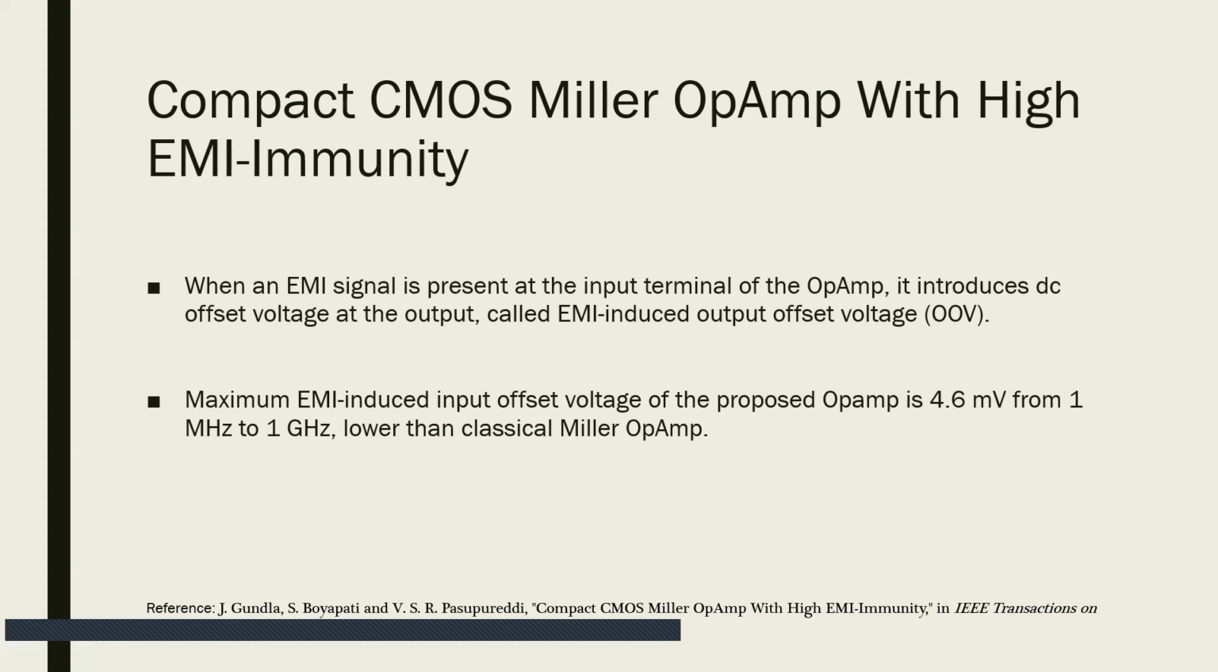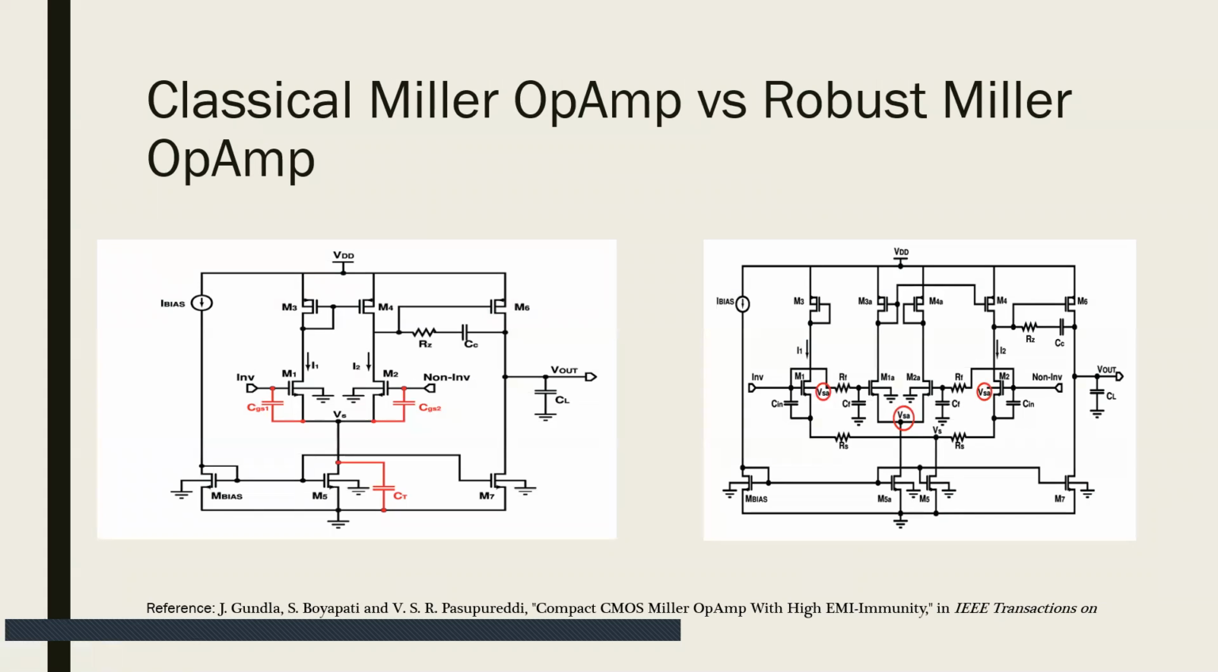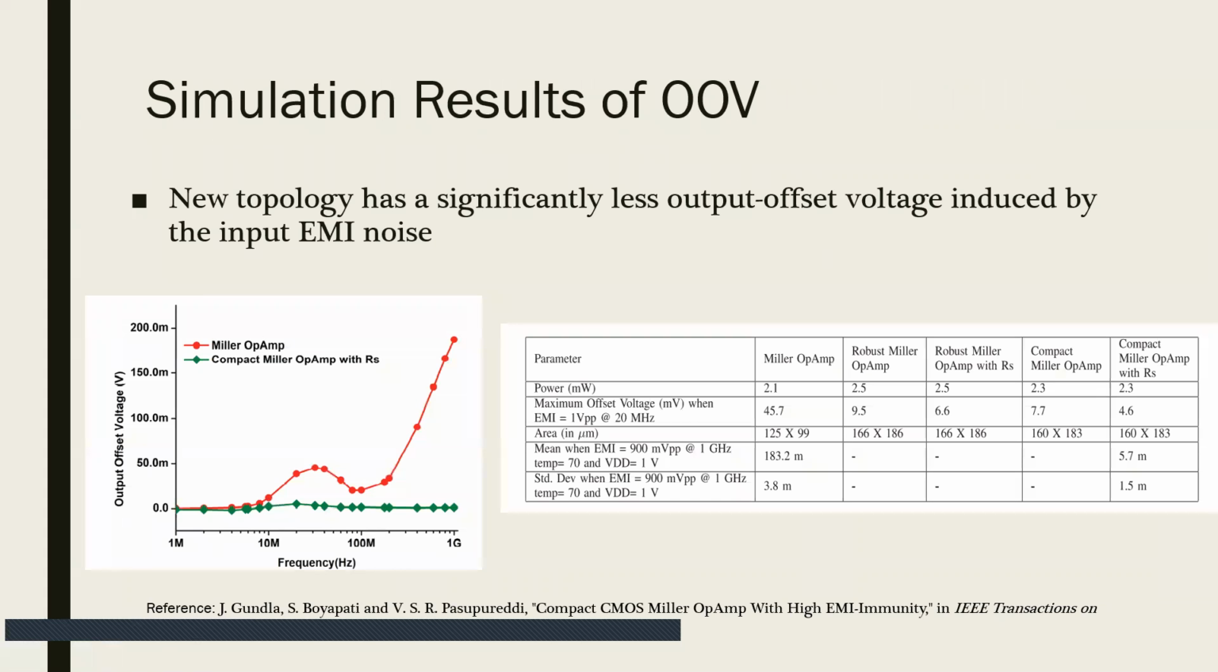And it turns out that the proposed new structure or topology achieves 4.6 millivolt from 1 megahertz to 1 gigahertz input offset voltage, much lower than the classical Miller op-amp. These are the comparison of the classical Miller op-amp and the robust Miller op-amp. The new topology has a much less output offset voltage induced by the input EMI noise.